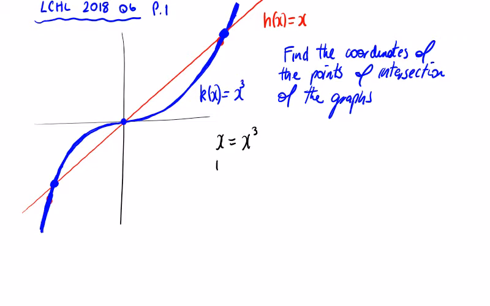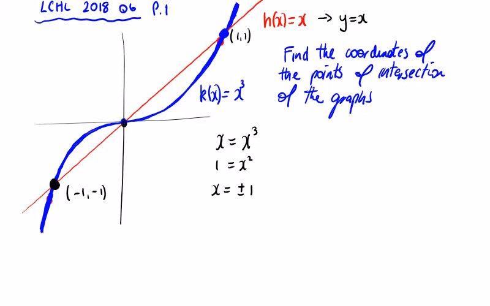Divide across by x to get 1 is equal to x squared. So x is equal to plus or minus 1. So you can see here, this point down here on the left is going to be minus 1, because of x. This is the graph of y equals x, so whatever the x is, the y is going to be the same. This point up here is 1, 1.